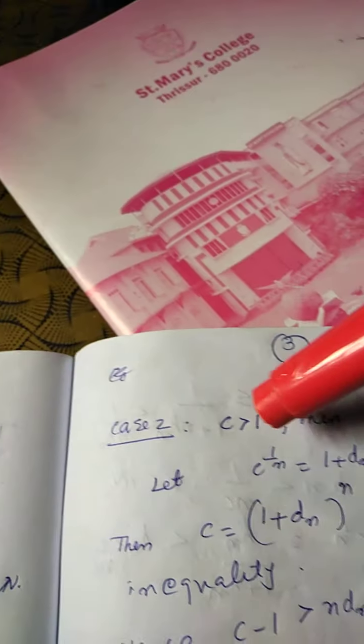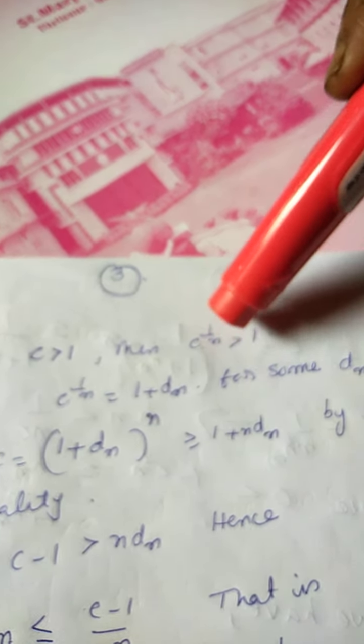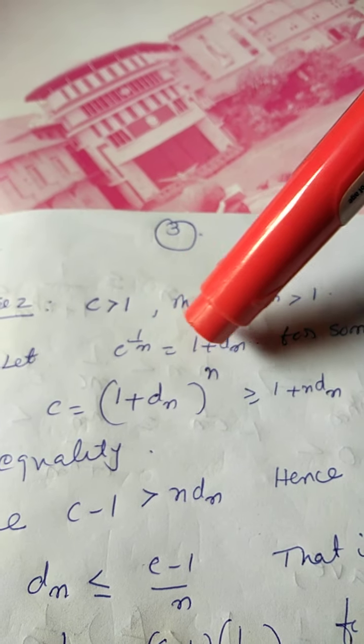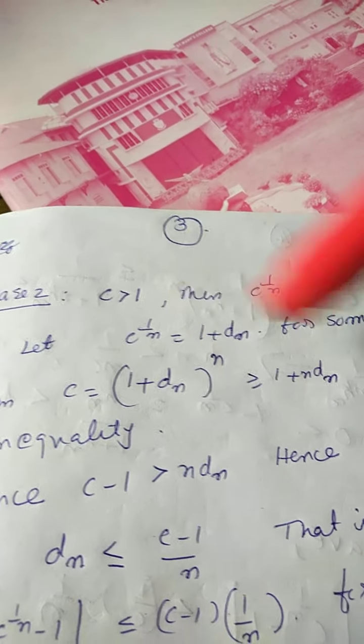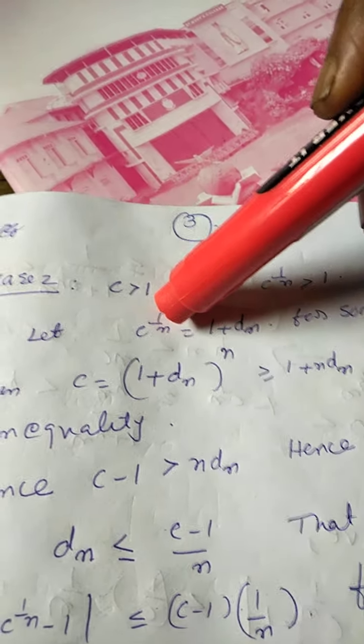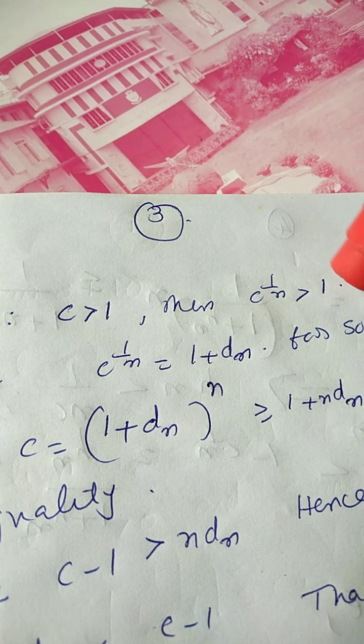Next we take c greater than 1. If c is greater than 1, for every n, c raised to 1 by n is also greater than 1. So, if c raised to 1 by n is greater than 1, we can write c raised to 1 by n equal to 1 plus dn for some dn greater than 0. For all n, we may write this. Actually, we take dn to be equal to c raised to 1 by n minus 1.